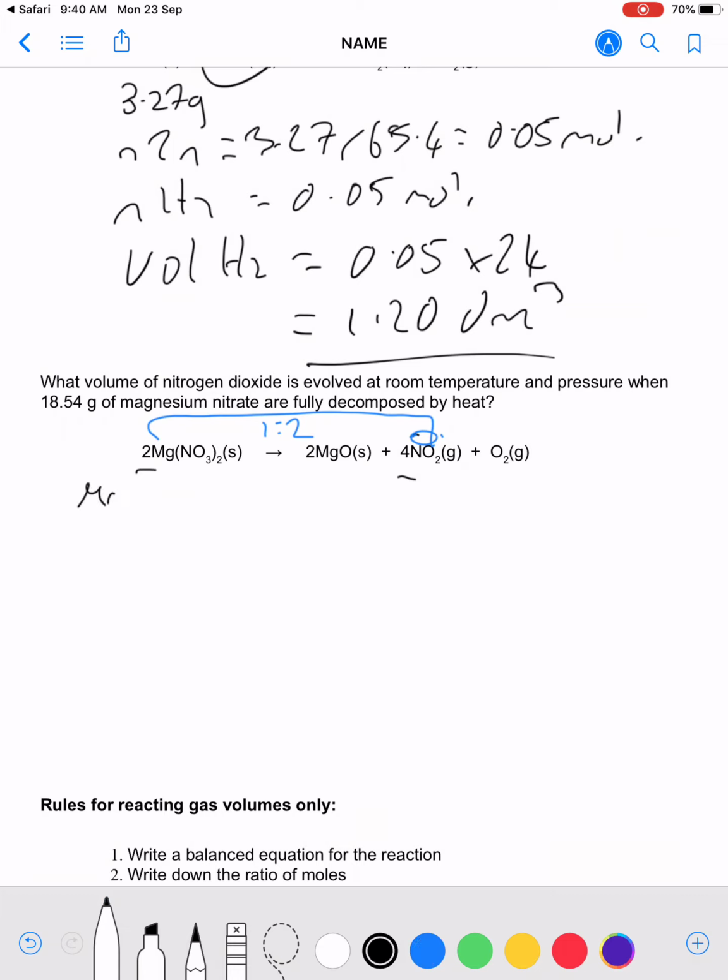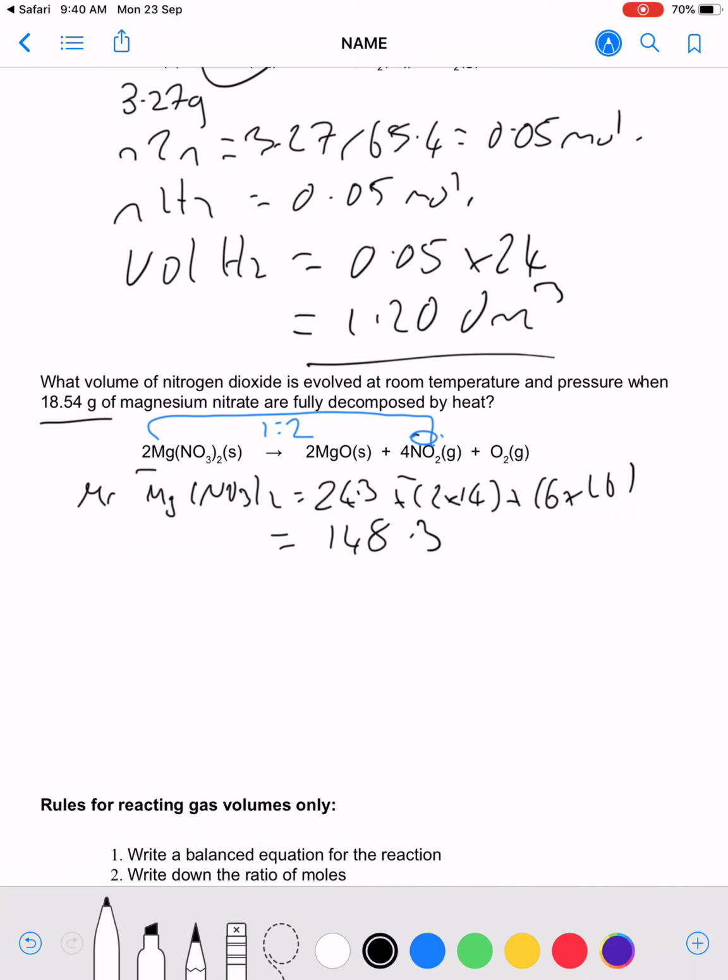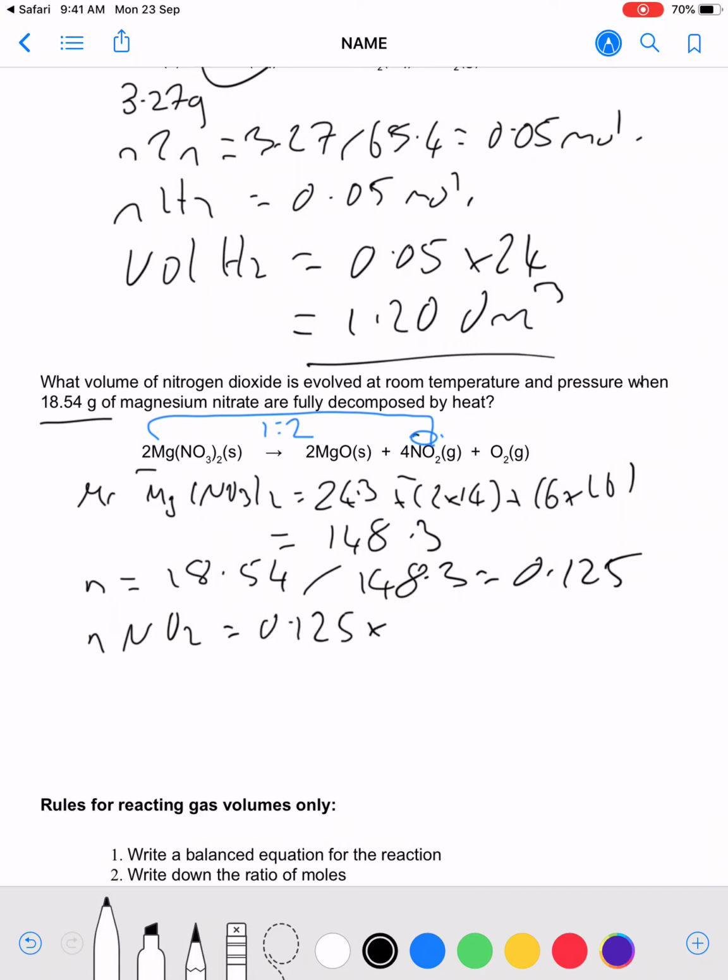So where do we begin? Where we can. The Mr of magnesium nitrate equals 24.3 plus 2 times 14 plus 6 times 16. I make that 148.3 grams. The moles, therefore, well, I've got 18.54, so n is 18.54 divided by 148.3, which equals 0.125.